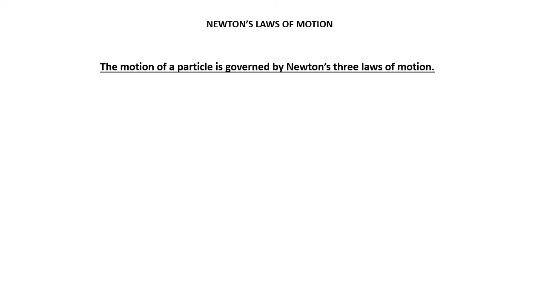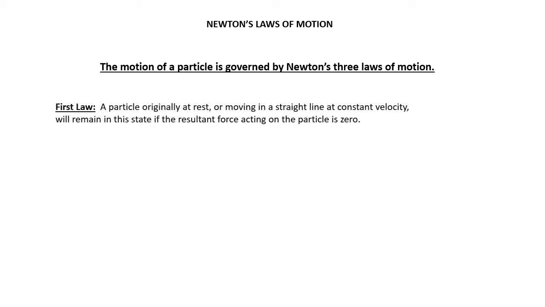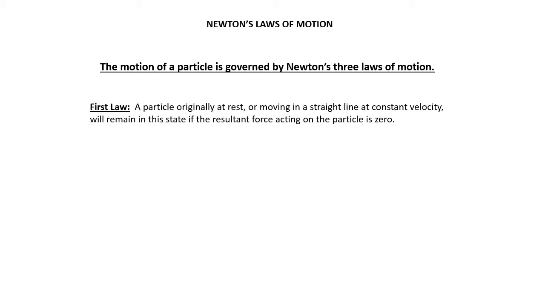So now let's take a look at Newton's laws of motion. The motion of a particle is going to be governed by Newton's three laws of motion. If you recall these from previous courses, we have the first law of motion, which states that a particle originally at rest or moving in a straight line at a constant velocity will remain in this state if the resultant force acting upon the particle is 0.